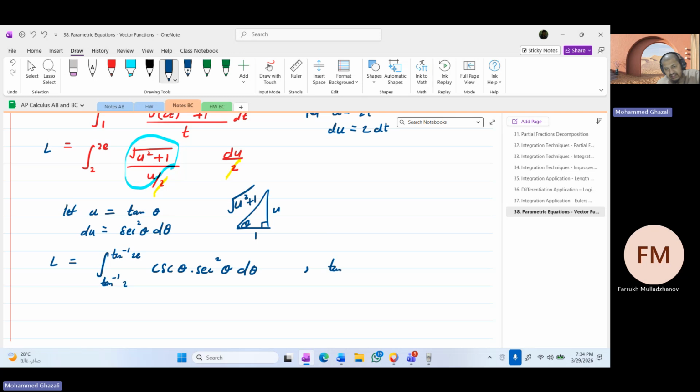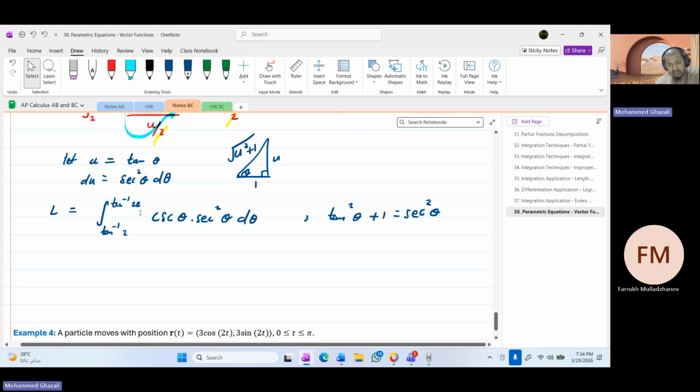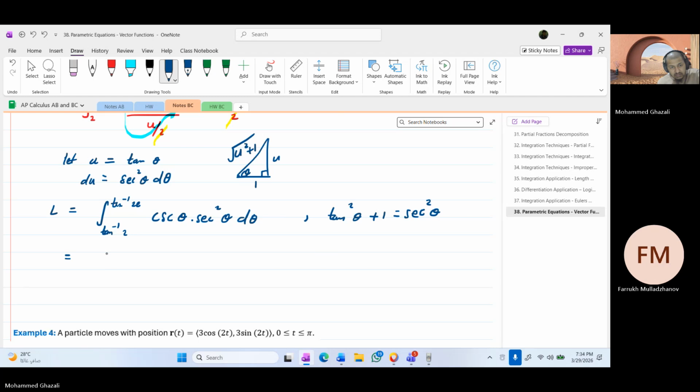And also remember the identity, tan squared theta plus 1 is equal to sec squared theta, because this will help us. Now, how do we evaluate this integral? You can't really evaluate this integral as it is. In order to evaluate it, you're going to use this identity and convert it. Let me just call the limits theta 1, theta 2. That's what it is. Cosec theta into, what is sec squared theta? Tan squared theta plus 1, right?